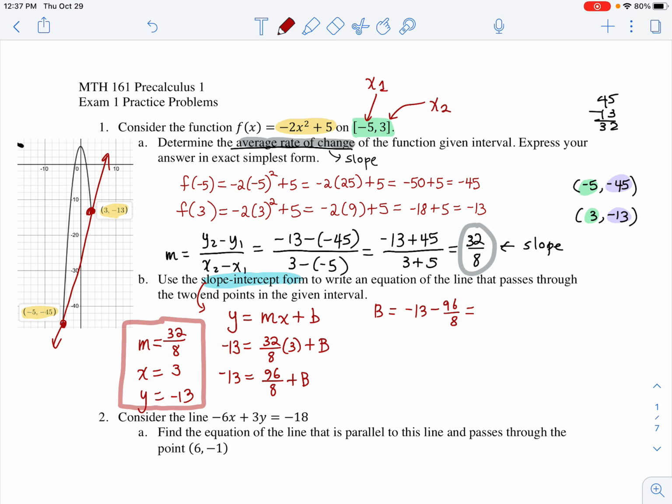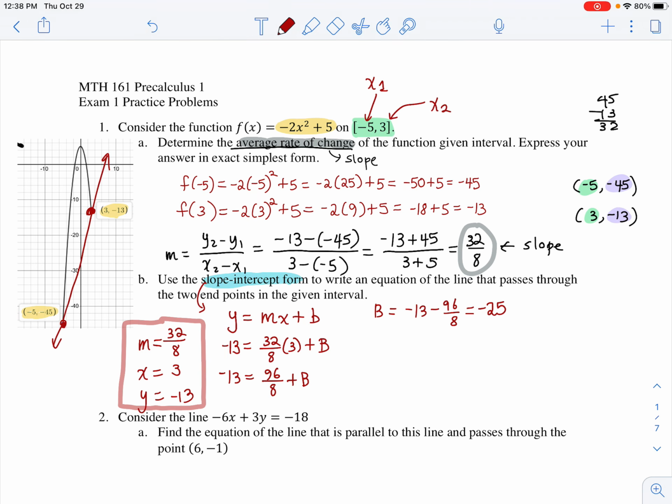Where did I put it? It's in my pocketbook. Okay, so I'm just going to evaluate that on my calculator: -13 minus 96 over 8. I got, wow, really? I got -25. It's too nice. I don't know if I can trust this.